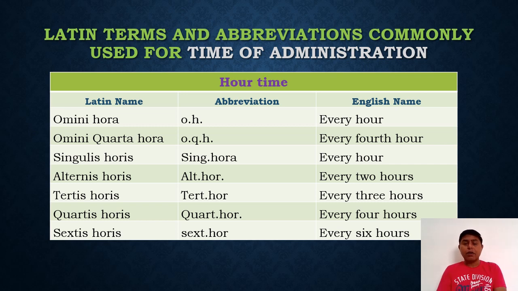Time of administration according to our time, that is every hour, every fourth hour, etc. Those are given in Latin. Omni ora, every hour. Omni quarta ora, every fourth hour. Singulis oris, every hour. Alternis oris, every 2 hours. Tertis oris, every 3 hours. Quartis oris, every fourth hour. Sextis oris, that is every 6 hours. It means the interval of how many hours you have to take the drug is given in Latin like this.